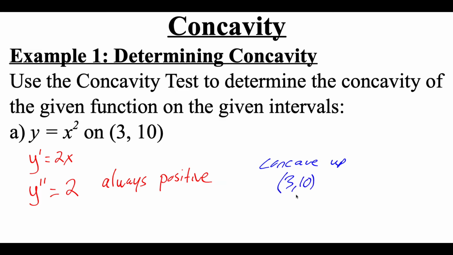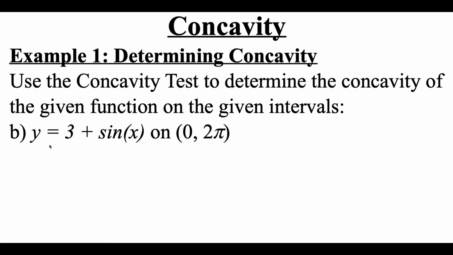Now taking a look at this one, we've got the function y equals 3 plus the sine of x, and we're looking on the interval from 0 to 2 pi. Well, if we do one derivative with this function, the 3 differentiates into 0, the sine of x differentiates into the cosine of x, so that's our first derivative. If we do another derivative, cosine of x derives into negative sine of x. Now we're checking to see where this second derivative would be positive and where it would be negative.